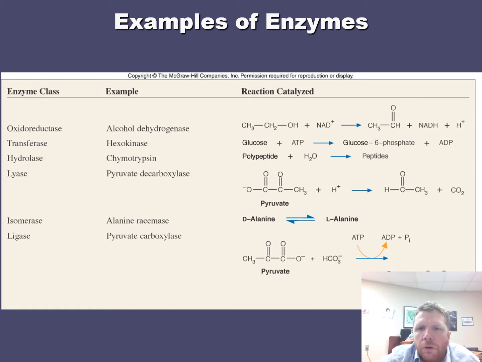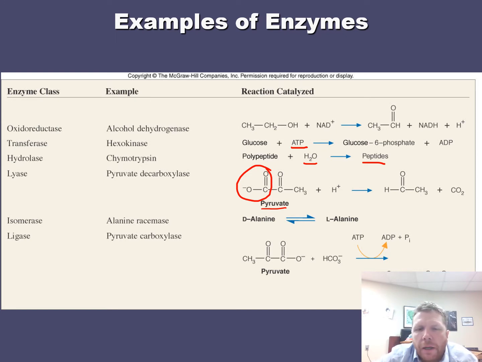For a transferase, you take glucose and make glucose 6-phosphate by transferring a phosphate group from ATP onto that glucose. Chymotrypsin takes a polypeptide and water and makes two or more peptides. A lyase takes pyruvate and decarboxylates it, eliminating, so we're removing this right here from our substrate molecule.